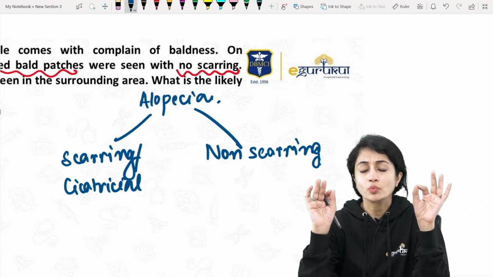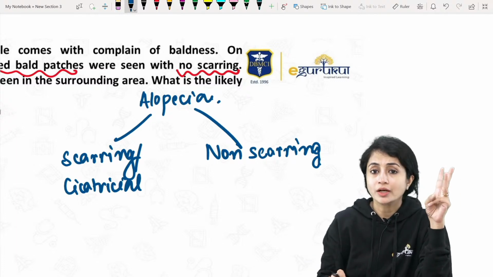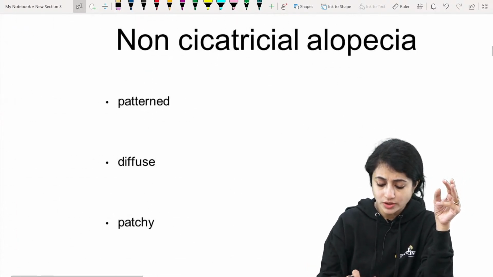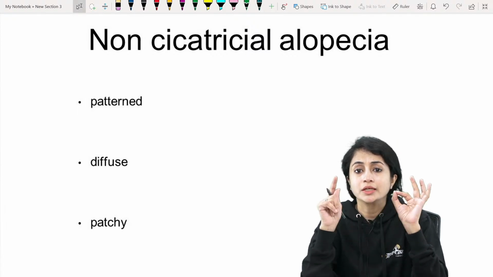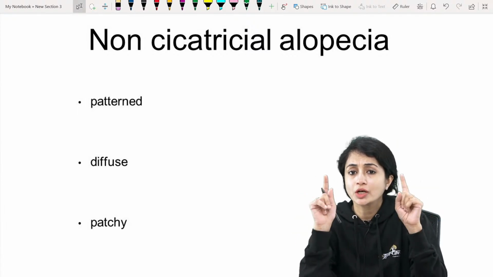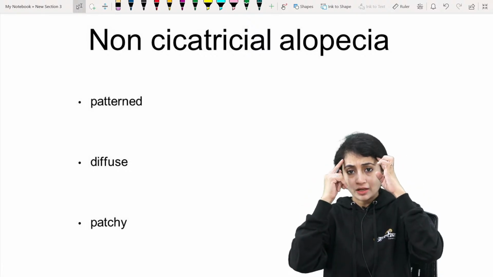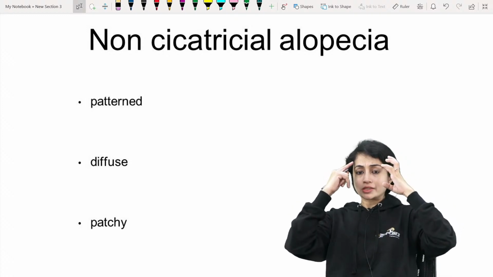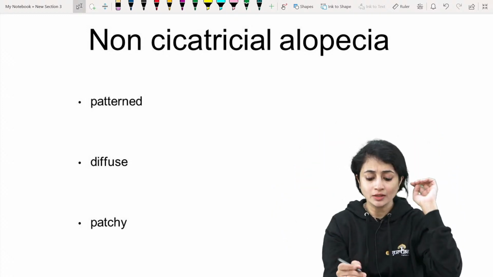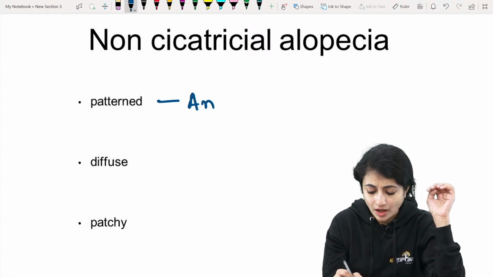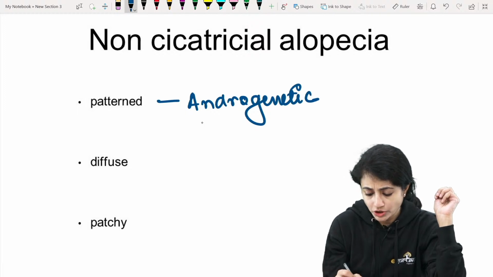Now, when we talk about non-scarring alopecia, which is more important for you, there are three main types of non-cicatricial or non-scarring alopecia. What are these? It can be in a pattern. Like you would have seen males having baldness which is like this: frontotemporal recession, vertex thinning. This is called androgenetic alopecia.